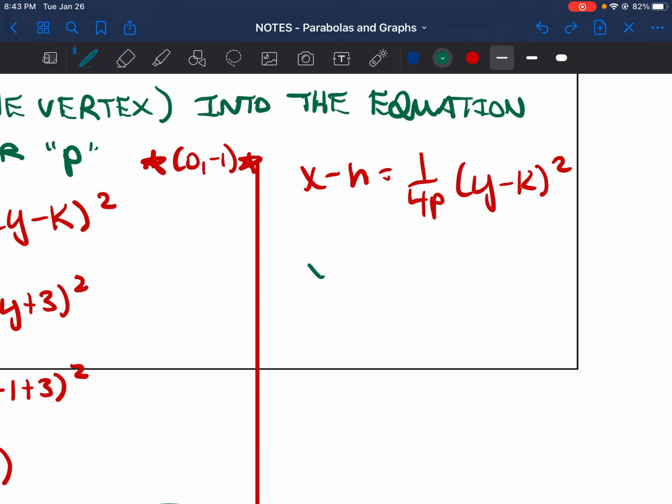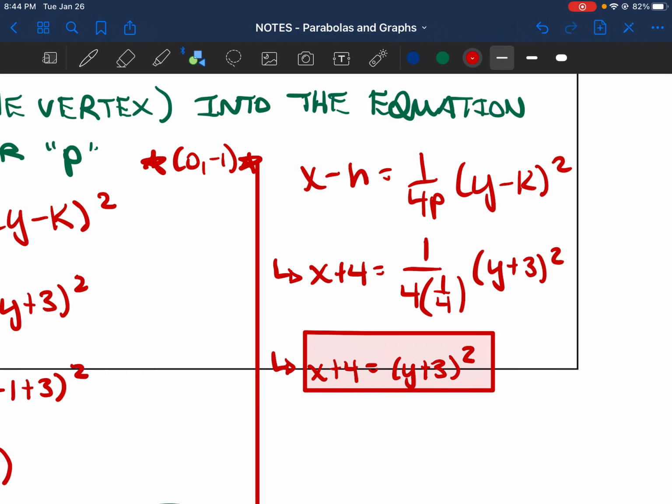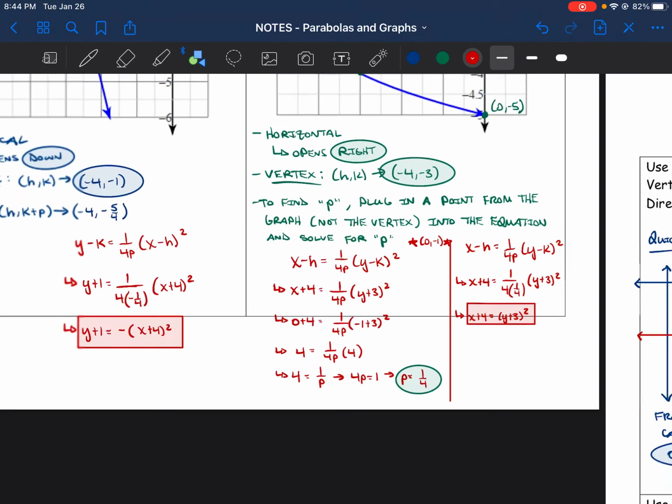X minus h, that's going to be x plus 4, equals 1 over 4, and we saw that p was 1/4, times y plus 3 to the second power. And finally, we'll simplify. 1 over, and let's look at the bottom here, 4 times 1/4, that's just a 1. 1 over 1 is just 1. So really, all that work just to see that that outside number is just a 1. So we get x plus 4 equals y plus 3 to the second power.